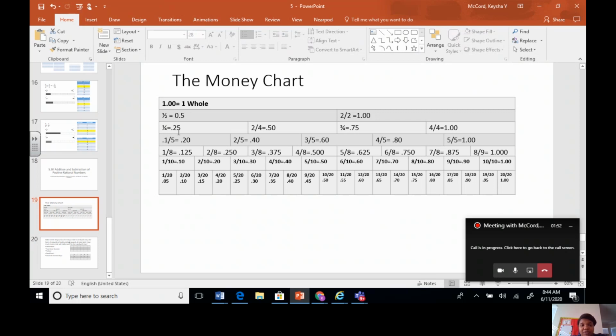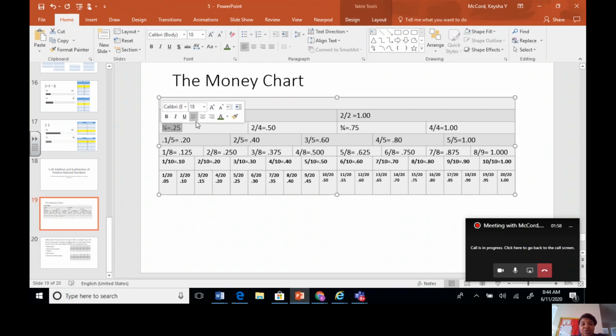The same thing with fourths. If I split $1 up 4 ways, I know 1/4 of my dollar will be 25 cents. So 1/4 is the same as 25 hundredths. 2/4 is going to be 50 cents or 50 hundredths. 3/4 is going to be 75 hundredths, and 4/4 will be a whole.